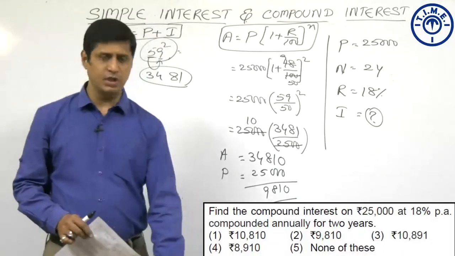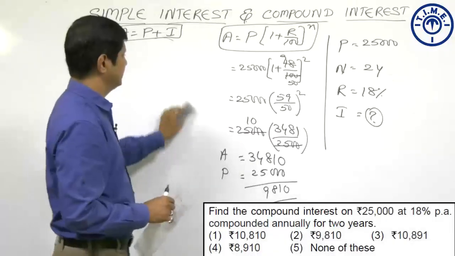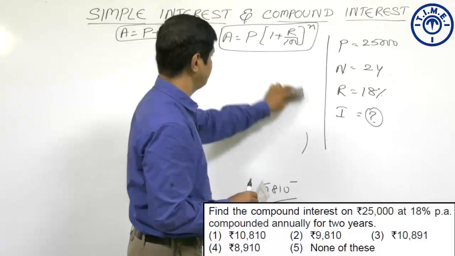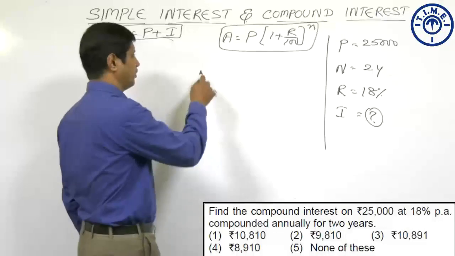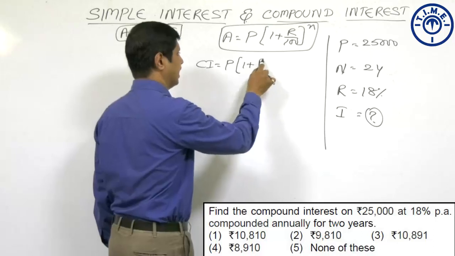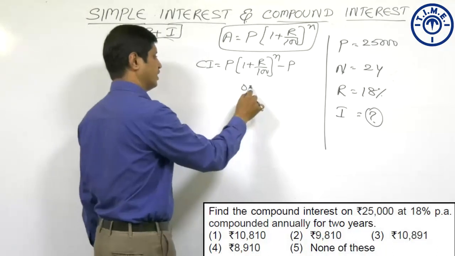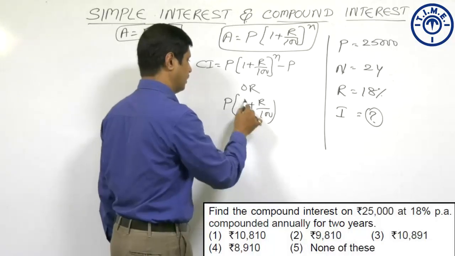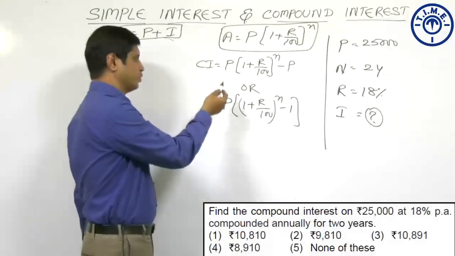Now, we can answer the same question in another way. What is the compound interest formula? Compound interest means amount minus principal. So, what is the formula for amount? Amount is equal to P into (1 plus R by 100) whole power n. When you subtract principal, the result is compound interest, meaning compound interest is equal to P into (1 plus R by 100) whole power n minus P. Or else we can write the same thing, by taking P common, as P into [(1 plus R by 100) whole power n minus 1]. We can use either of these two formulas to find the compound interest.